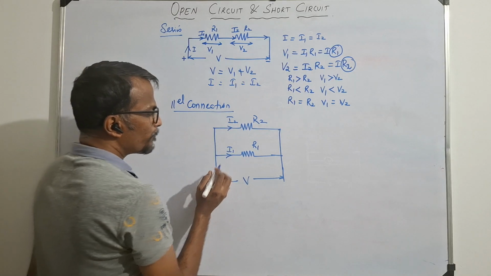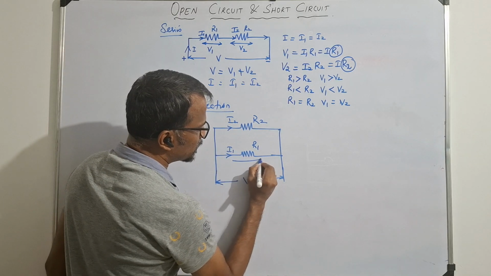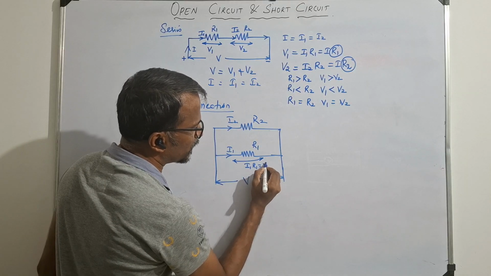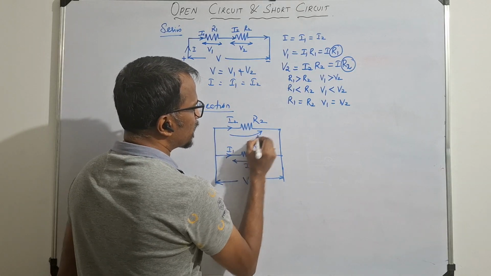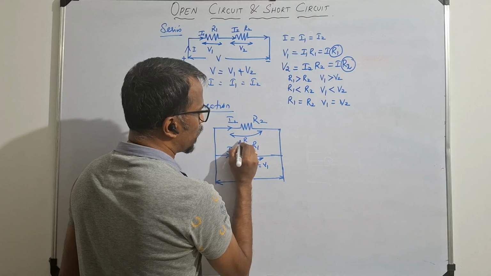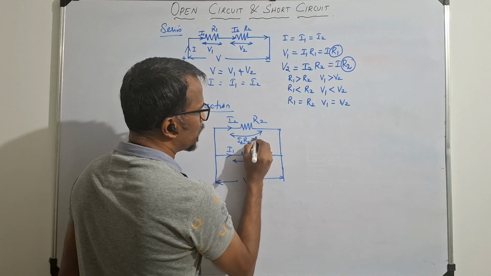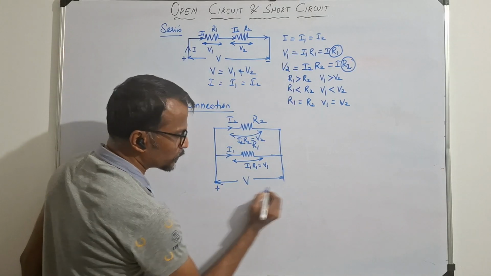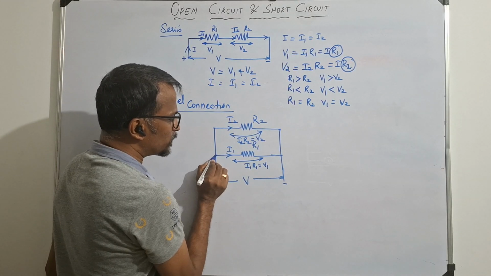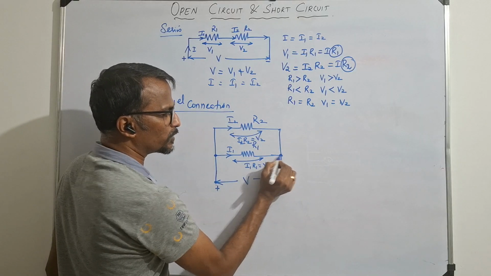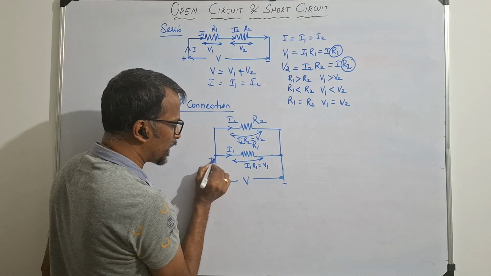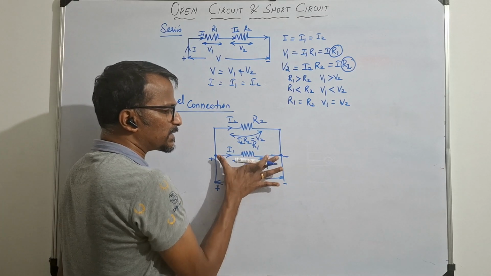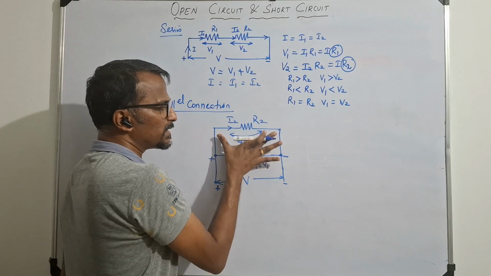Now the voltage across this resistance we can write as I1 into R1, that we call V1. The voltage across the other resistance is I2 into R2, that is equal to V2. Now this terminal is positive and this terminal is negative. Assume this is one joint and this is another joint. So this positive will be here and this negative will be here. In the parallel connection, the voltage is the same here.